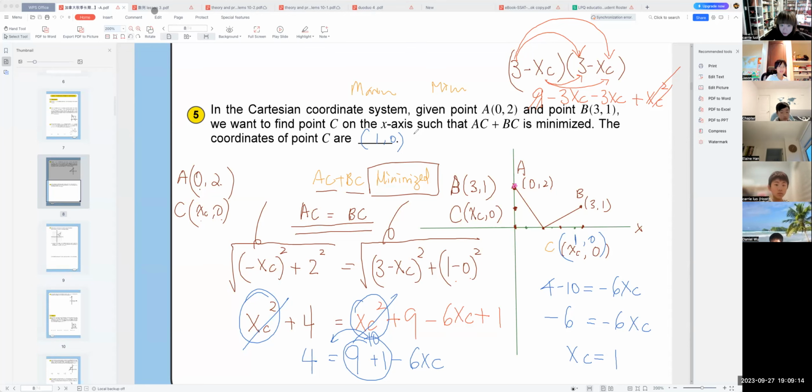Because the question asks us to find a point C on the axis such that AC plus BC is minimized. The coordinates of the point C are. So the question is asking you this. How do we even know C in the first place? We don't know C, so that's why we find C. At the beginning, we don't know the reading of C on the x-axis, Jason. Yes. Right? We can't know it, because we only know that the distances from this point to A and to B are the same. We only know the distances are the same.